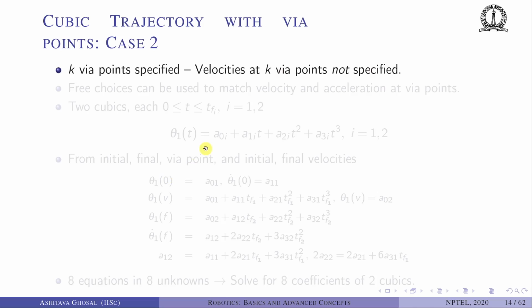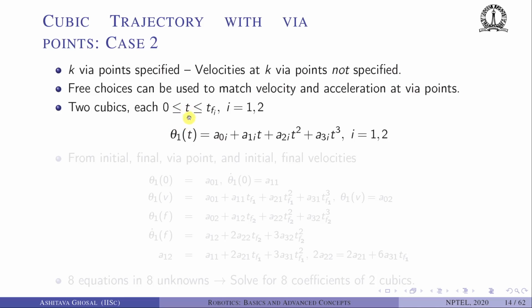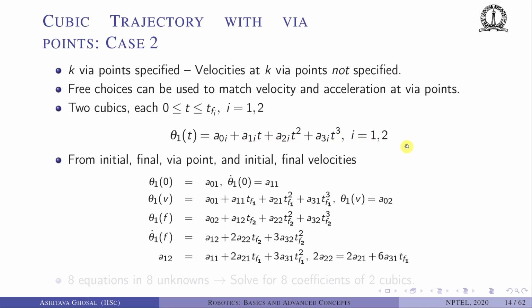In case 2, if the k via points are specified, but the velocities at the k via points are not specified, then we are free to choose to match velocities and accelerations at the via points. Okay, so let's start. So we have 2 cubics from 0 to tfi, i equals 1 and 2. So theta 1(t) can be again represented as a0i plus a1i t plus a2i t square plus a3i t cube, i equals 1 and 2. So from initial, final, via point and initial, final velocities, so there are 5 of these.